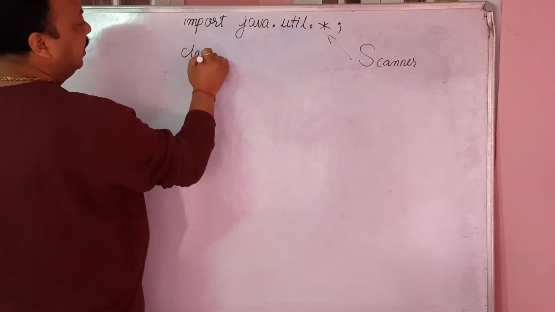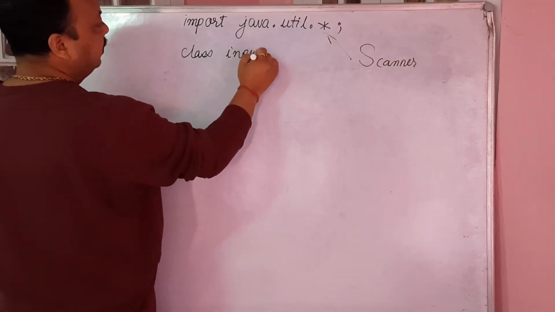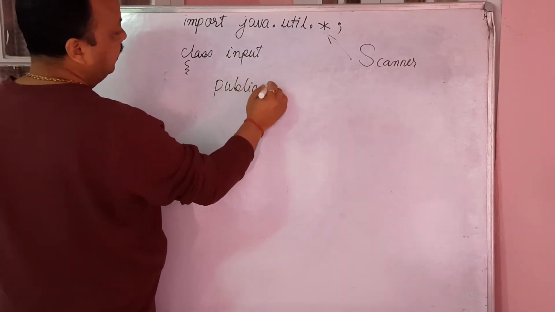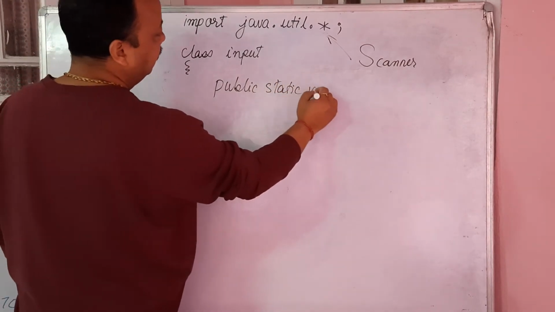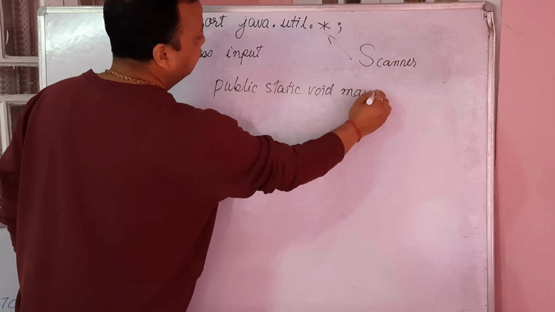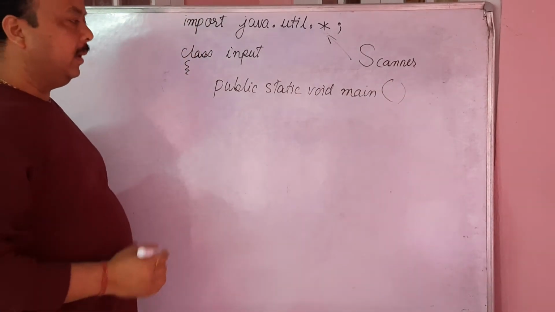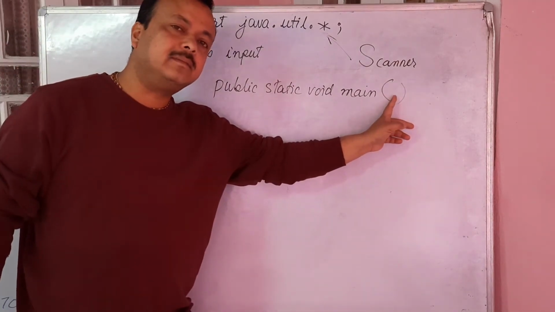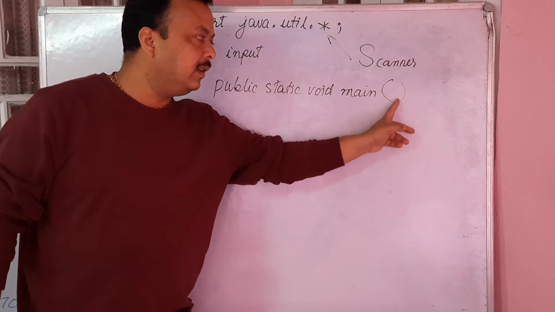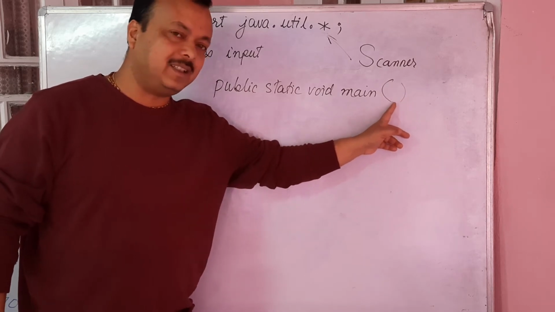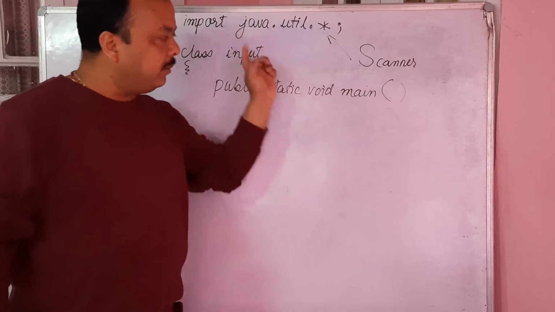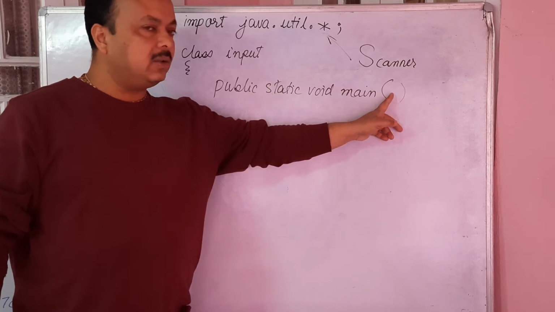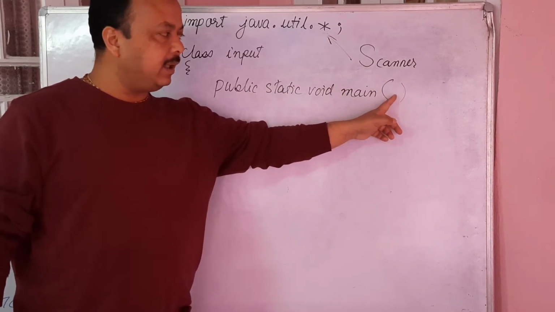Then what you write, class input, then public static void main. Now students, notice here I've left this area blank. Why? It's not mandatory that you always have to mention something here. In our previous program, we mentioned here String n. When we want to pass an argument through main while executing, we can pass.